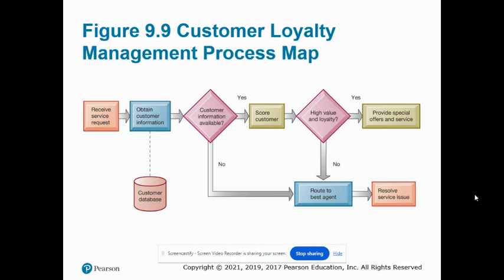This process map shows how a best practice for promoting customer loyalty through customer service would be modeled by customer relationship management software. The CRM software helps firms identify high-value customers for preferential treatment.